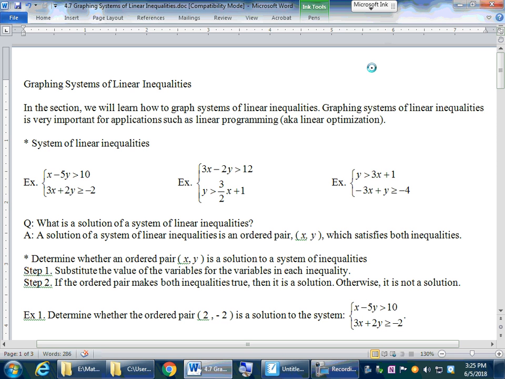4.7, graphing system of linear inequalities. So we did this kind of problem before, but in the past it was only one inequality. And now we have to graph a system of it. So we're going to have to do the same thing twice.